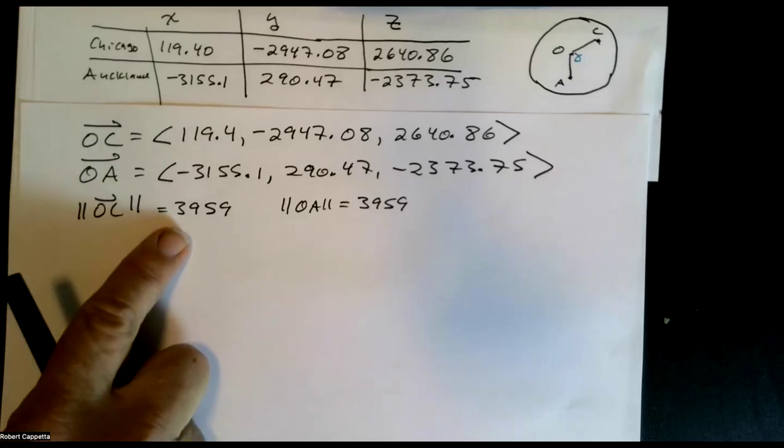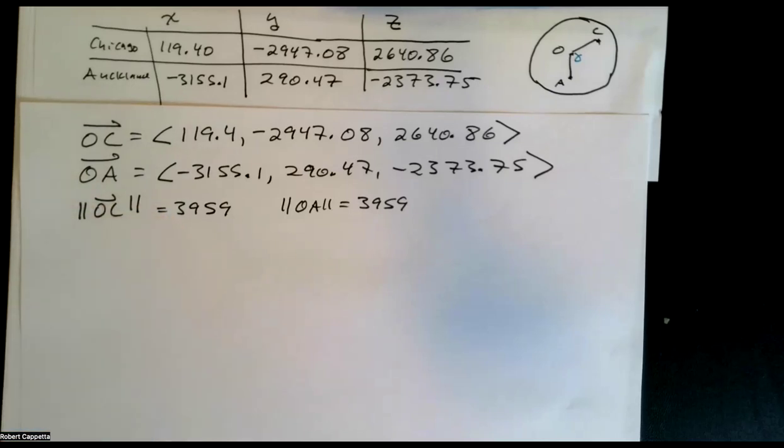And indeed, for the Chicago number, I get 3958.999675, so I feel pretty good about that one. And for Auckland, I'm getting its magnitude is 3959.00466. Again, I feel pretty good about that one. But now what do we need? We need the dot product. So what is OC dot OA?